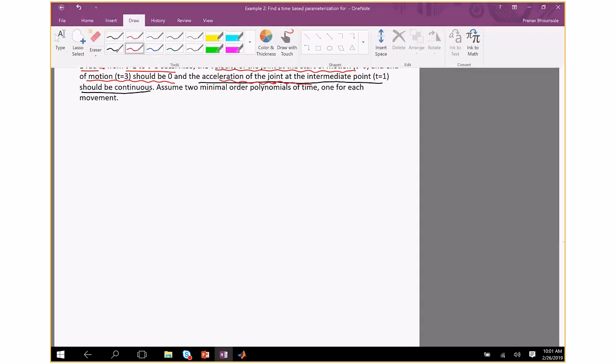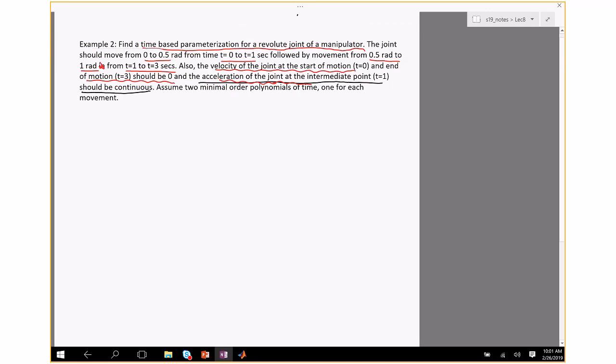So what I'm going to do is write that down in terms of equations first. And once we write those conditions down, then we'll think of a polynomial and then try to find the polynomial. Okay, so here are the conditions. We're looking at two time-based profiles because there are two distinct motions. So let's call that Q1 and Q2. So Q1 should move from 0 to 0.5. So at time t equals 0, the position is 0.